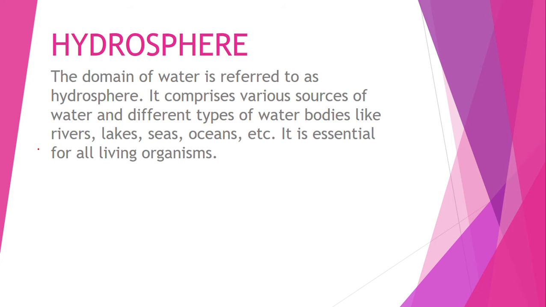Now, hydrosphere. The word hydro itself tells us it is water. The sphere is the earth. Hydrosphere means water circle. Land circle is lithosphere, air circle is atmosphere, plants and animals circle is biosphere. Hydrosphere is water: the seas, the oceans, and freshwater bodies like rivers, lakes, etc.